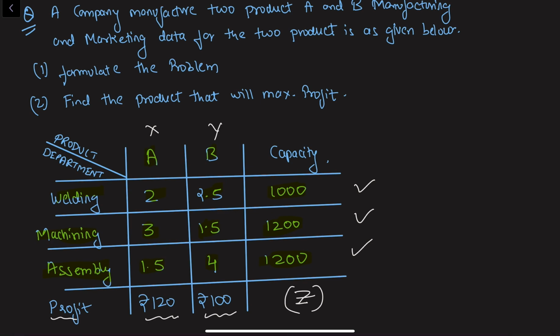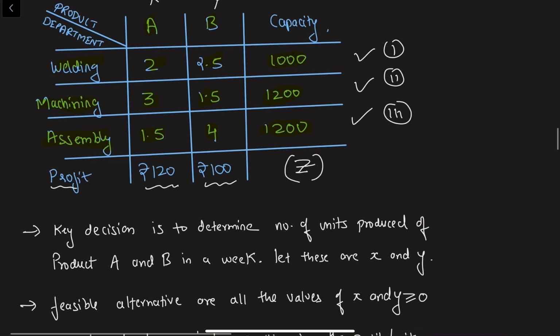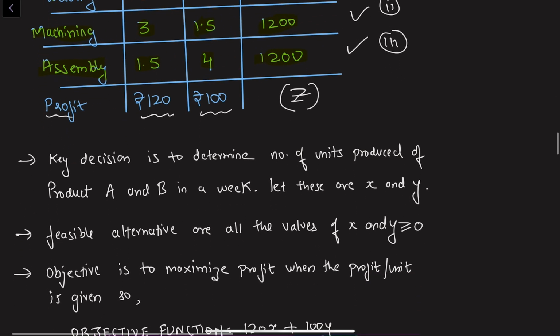Now I will write down my first three constraints, and I will plot these three constraints in a graph, and I will identify my feasible region. So let's go ahead. Here, the key decision is to determine the number of units produced for products A and B in a week. Let's suppose these are X and Y produced in a week.